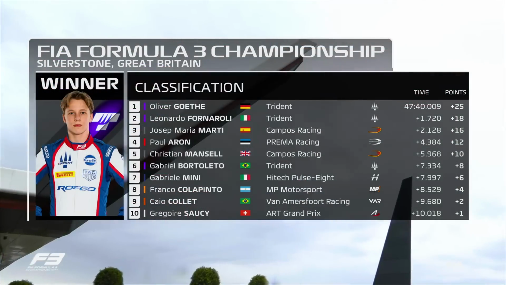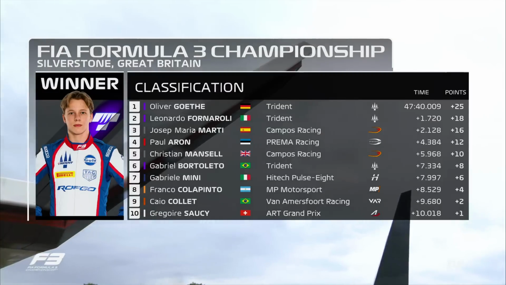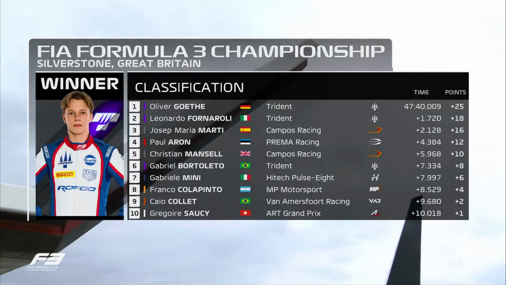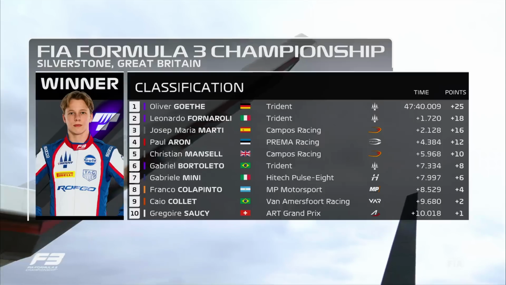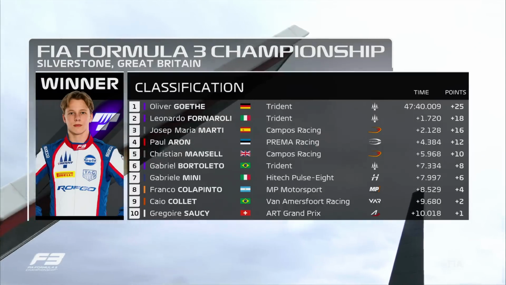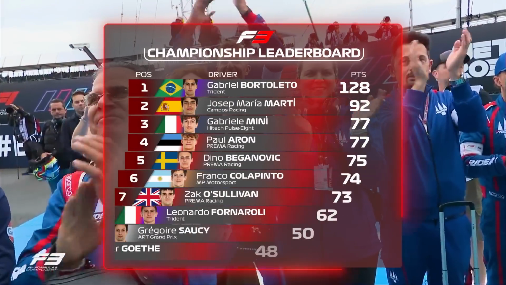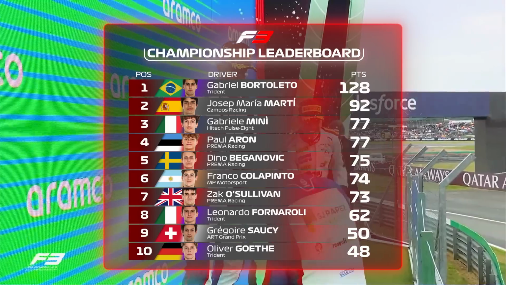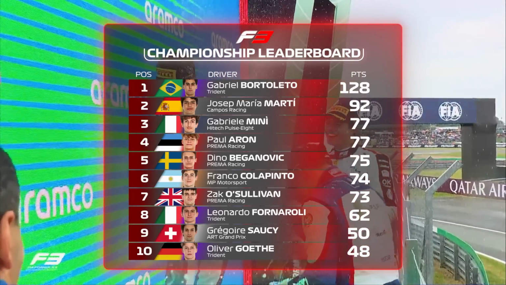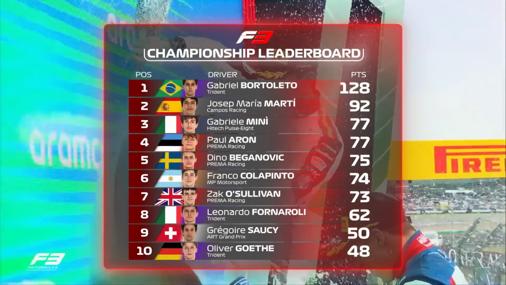For the first time, Ollie Goethe is a winner in Formula 3. Superb performance from him. Leonardo Fornaroli makes it a 1-2 for the Trident team, and Pepe Marti ends a brilliant weekend for Campos Racing, giving them a second podium. He can be a hard man to beat. And is this his breakthrough weekend in Formula 3? Trident, another win for them this season. They're adding them up as they try and fight for both the drivers' and the team's titles.